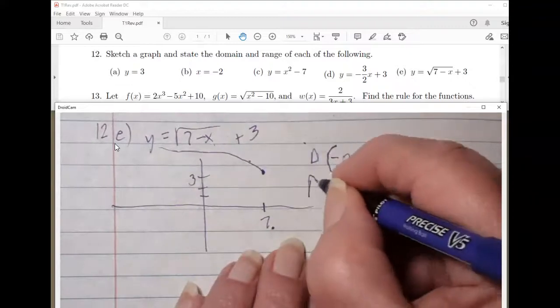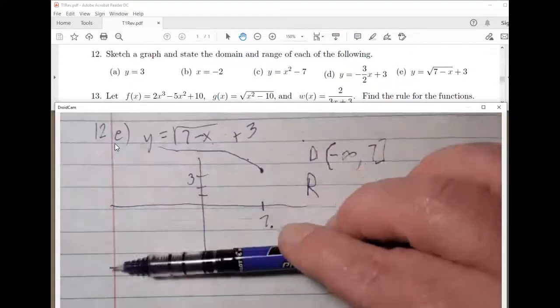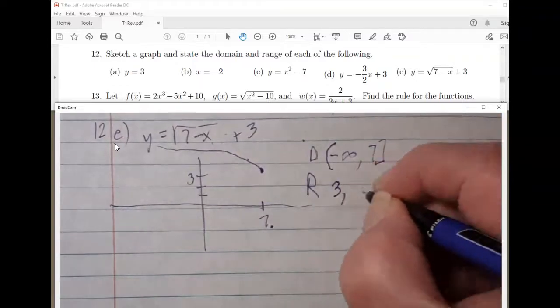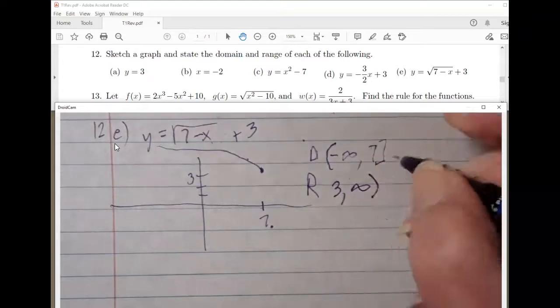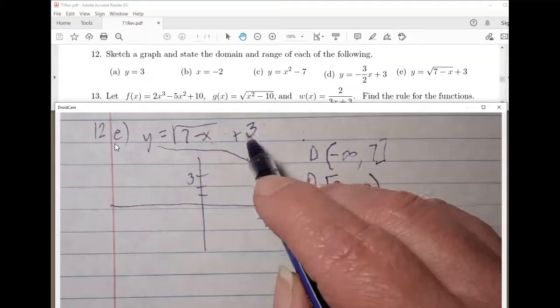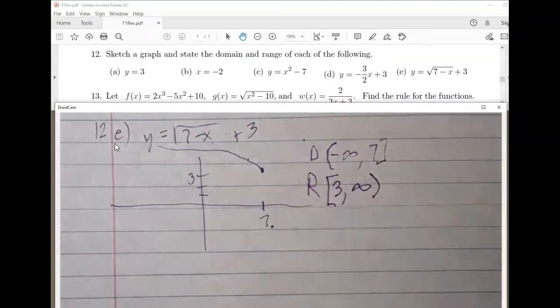And then the range is going to be, I didn't use any of the y's here at all. The first one I used is 3, and I used the rest of them. So I'm going to go from 3 to infinity. Parentheses on infinity, the 3 is included because I actually can get y equals 3 here. If I put x equals 7 in, I get square root of 0 plus 3 gives me 3. So 3 is one of the solutions for y.